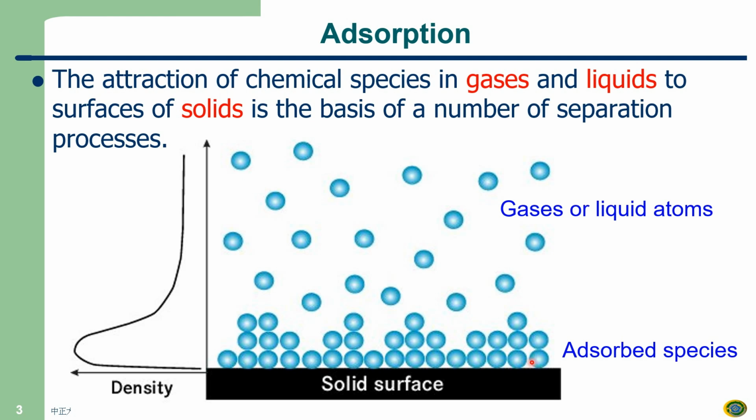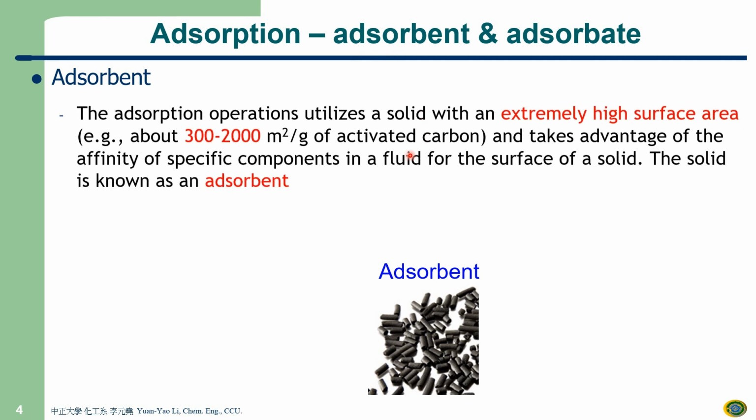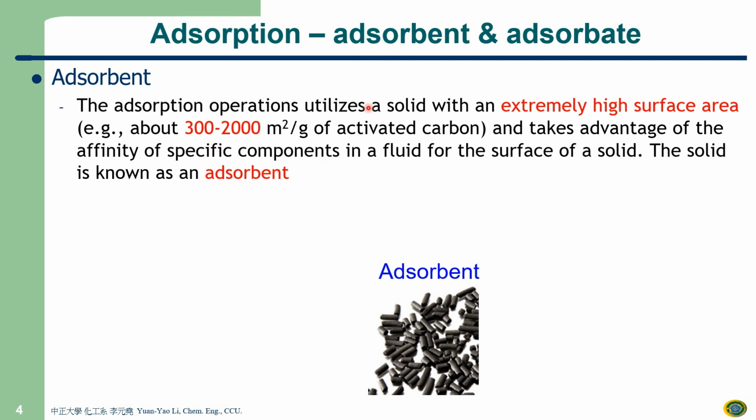So now the important thing is the solid. What we call the solid is the adsorbent. What is an adsorbent? The adsorption operation utilizes a solid with extremely high surface area, because you need to let molecules adsorb on the surface. So you require a huge surface area. It can be 300, it can be 2,000 square meters per gram of activated carbon. So one example is activated carbon.